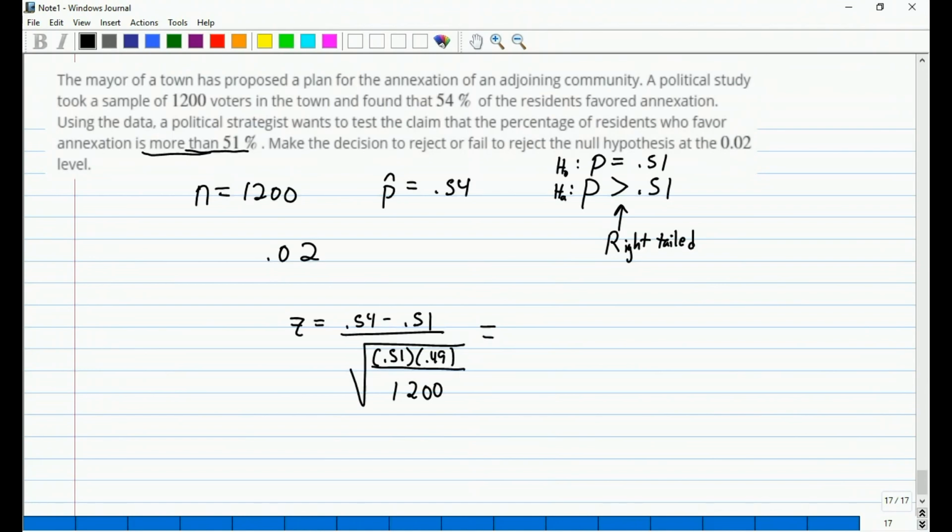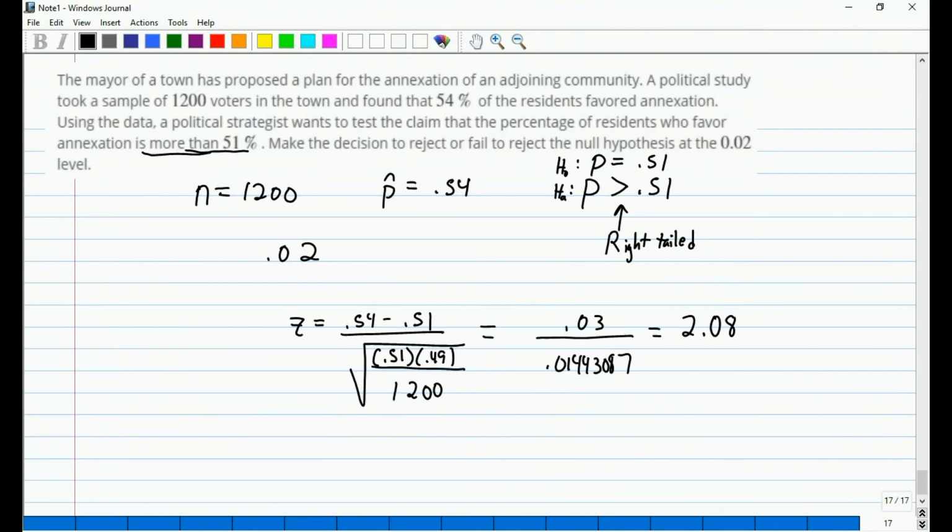All right, so my denominator here is 0.01443087, and my numerator looks like it's going to be 0.03. So let's divide. Okay, so if I typed in everything right, I have a z-score of 2.08 if I round.